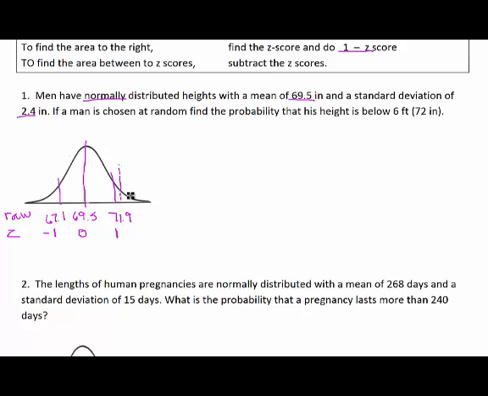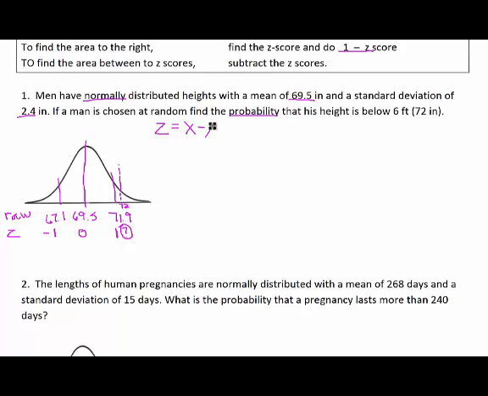Okay, and so there is 72. I'll write it real small. So what that means is I've got to find the z-score down here that correlates with the 72. So the first thing I'm going to do is find that z-score, and then once I find the z-score, I can use my chart to find the probability.